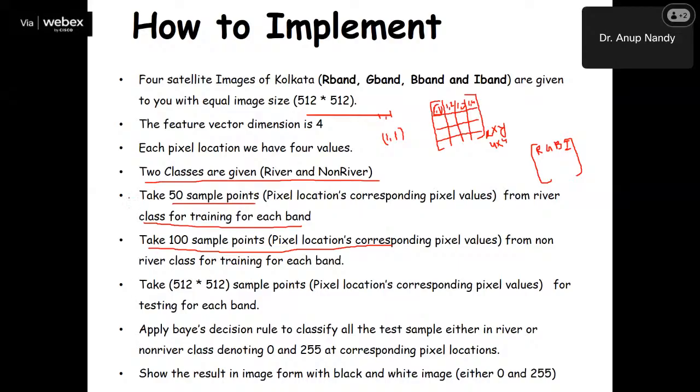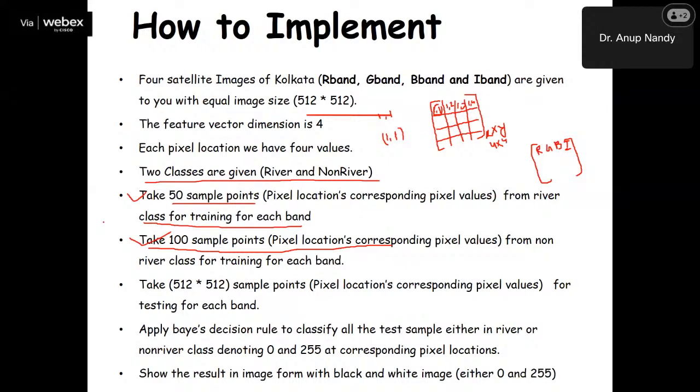So first you have to collect the training data points: 50 sample points for the river class, and you can take 100 sample points for the non-river class. You may also take more than 50 and more than 100, no problem. Now, using the training sample points, you have to train this model-based rule and so on. Then you have to test.